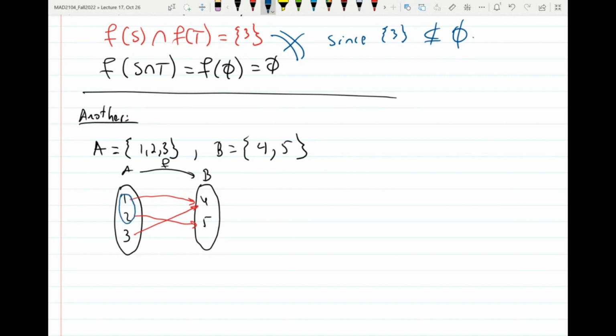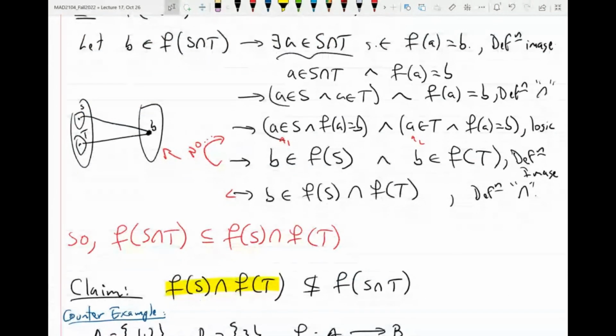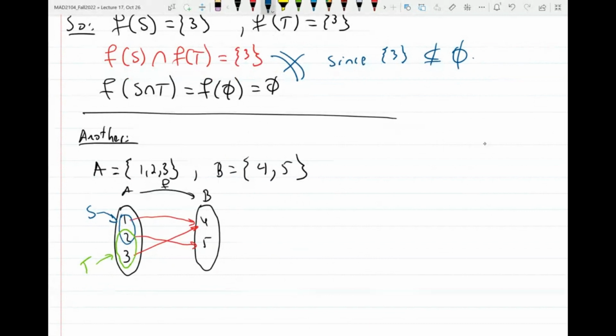Then this is going to be S, and this is going to be T. Remember, you have to cook it in such a way that if you take an element in B, then when you go back, it's coming from one guy in S, but it could also come from a different guy in T. That was the essence of the problem that we saw here. So with this construction, our S is {1, 2}, and our T is {2, 3}.